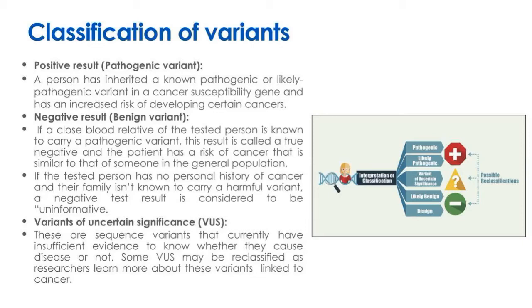And then we find the answer that we don't like to get and that often causes some anxiousness amongst the patients, which is when we find a variant of uncertain significance. Variants of uncertain significance are sequence variants that currently have insufficient evidence to know whether they cause disease or not. So some of these variants of uncertain significance may be reclassified as researchers learn more about these variants linked to cancer.